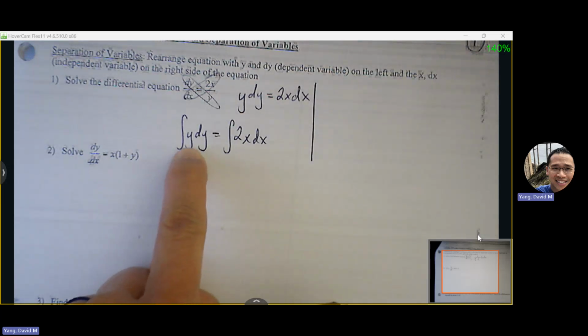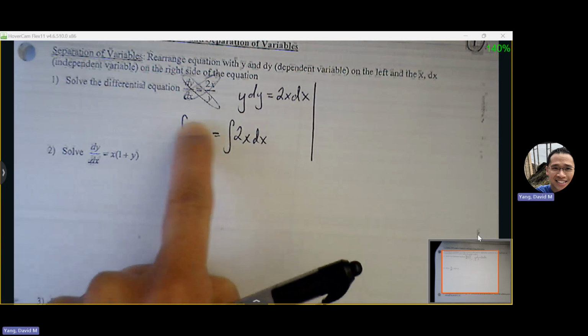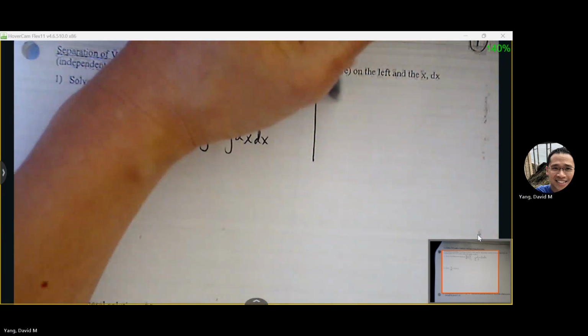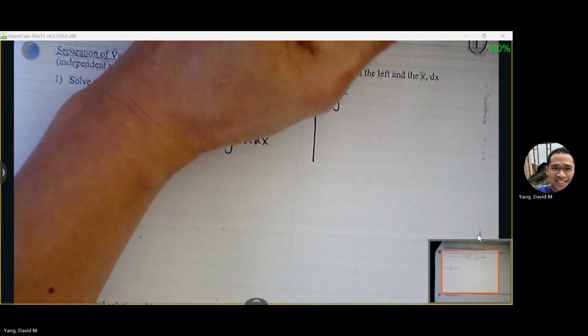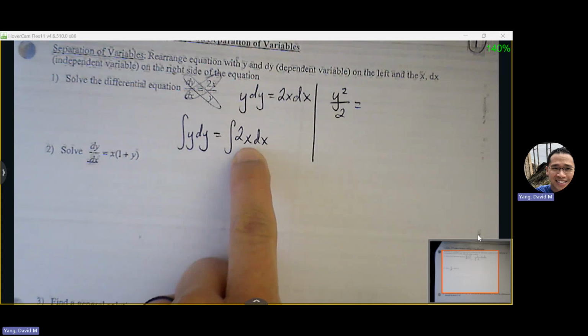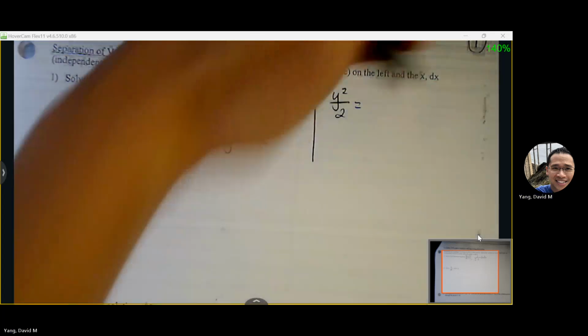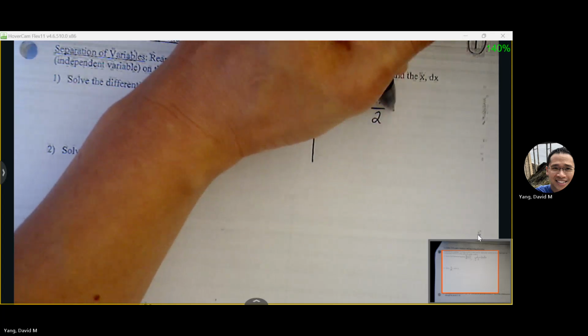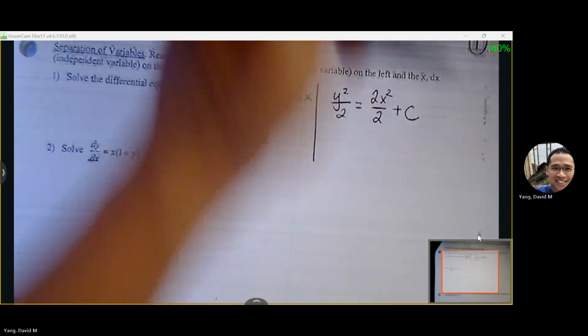So y dy, we go through the power rule. The power rule for y is just y squared over 2. We'll treat y the same way that we would treat x's. And then 2x dx, we also use the power rule here. And then plus c.